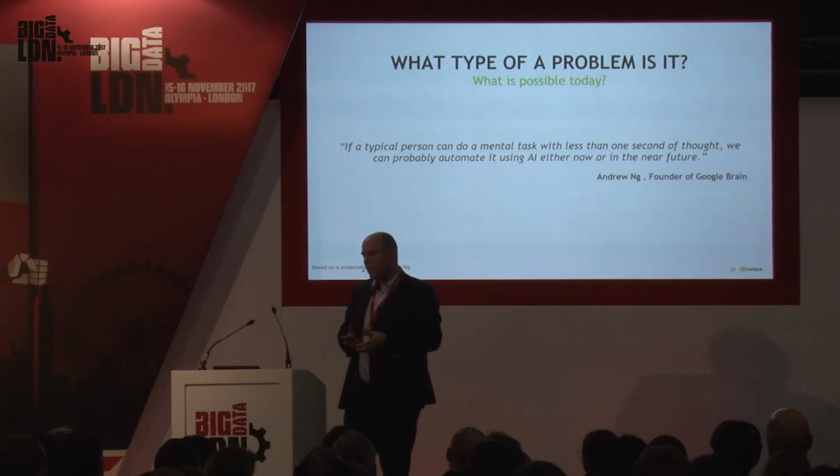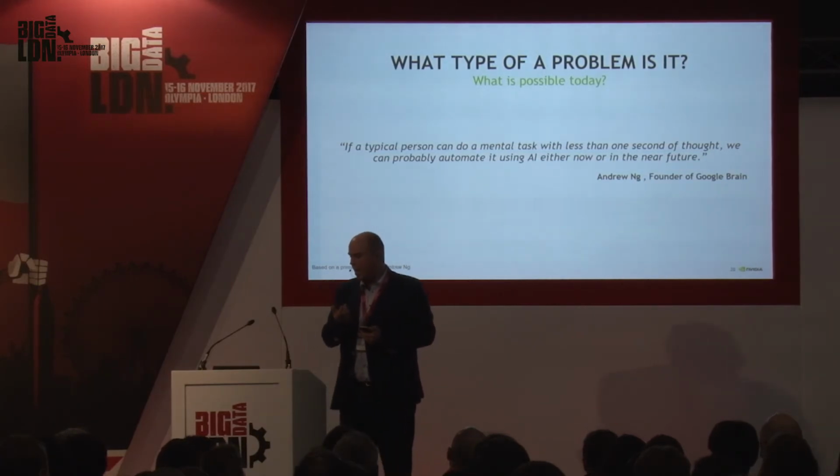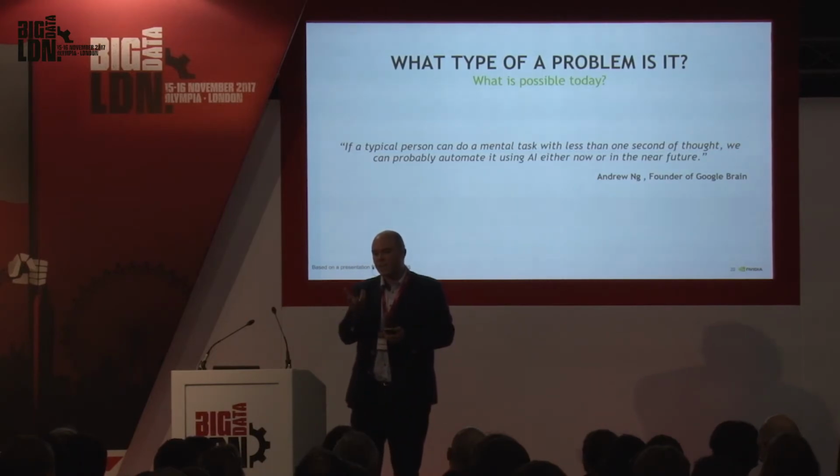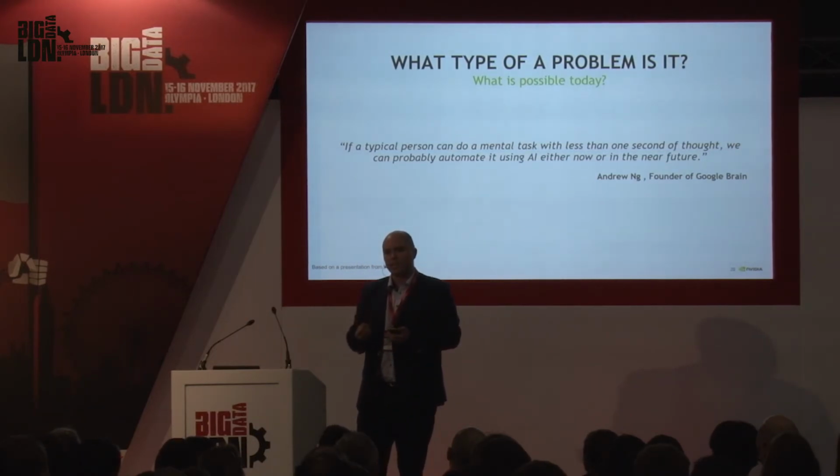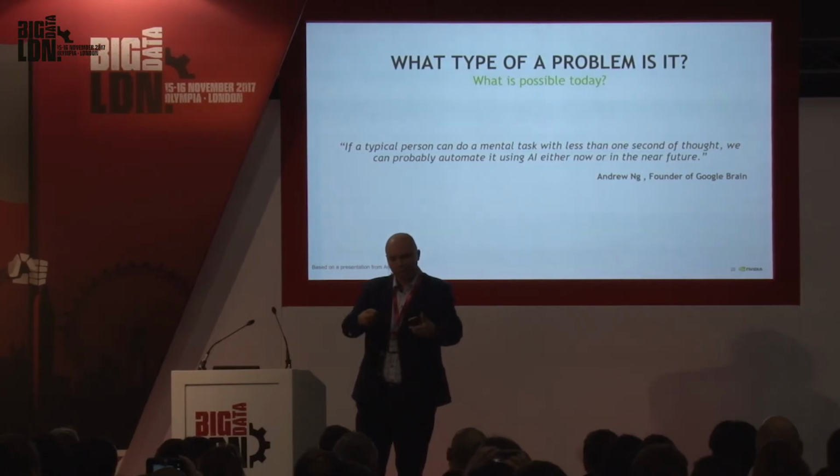That's a very good heuristic that the Google product development team was using, and I found it very useful. At this moment of time, if a typical person can carry out an activity with less than a second of thought, that's usually a very good candidate. A lot of problems have this property. For example, driving a car. We sit in front of a steering wheel and we just drive.